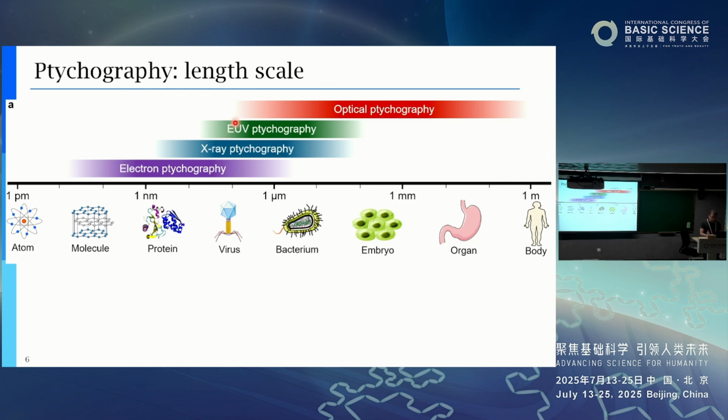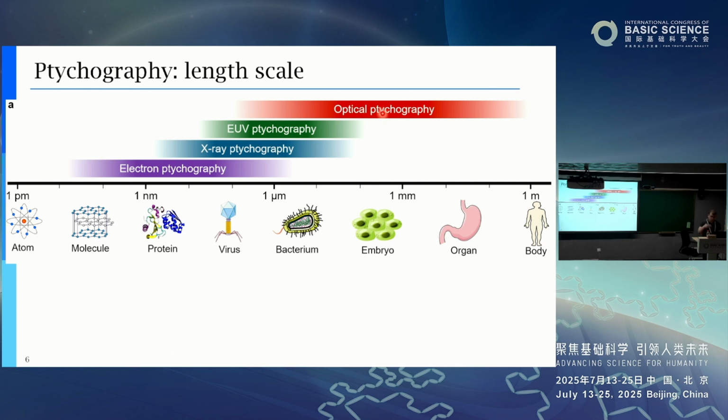If you look at different wavelengths, this is the electron ptychography. We can go down to like 1 picometer, pushing the limit. We also have the X-ray ptychography, which can push the limit to nanometer scale. And EUV, extreme ultraviolet, is very important for wafer inspection, and you can push the limit to like 20 nanometers. And also we have the optical ptychography.